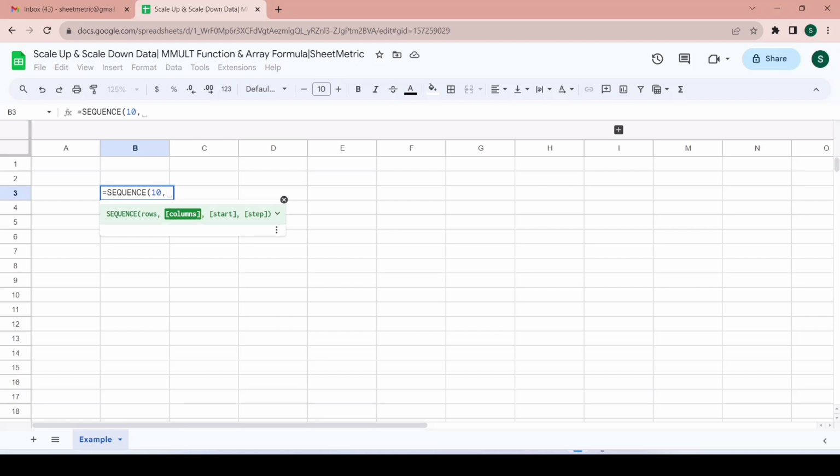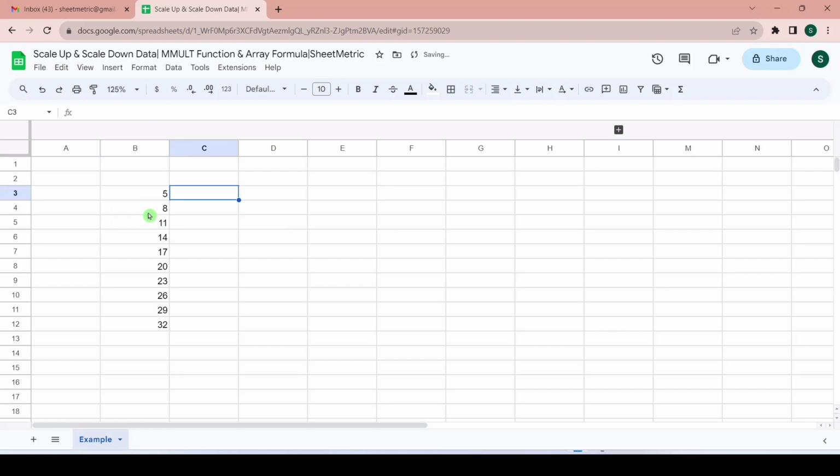So I am generating 10 rows and one column starting with 5 at a step of 3. Now I want to multiply it by 10. And then I want to divide it by 2. And I want to make all of these negative. I am taking help of the MMULT function.